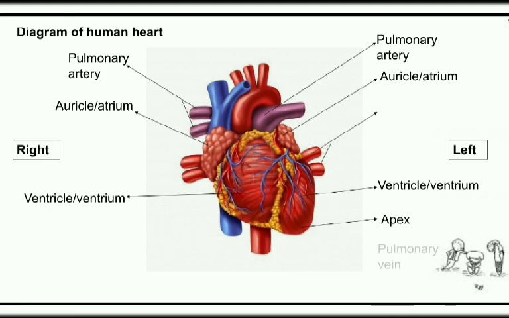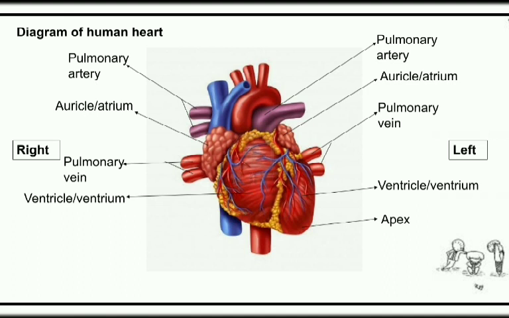These are the pulmonary veins. The one on the left side is the left pulmonary vein, and the one on the right side is called the right pulmonary vein. One more time I am going to tell you that all veins carry deoxygenated blood except the pulmonary vein, because the pulmonary vein only carries oxygenated blood.